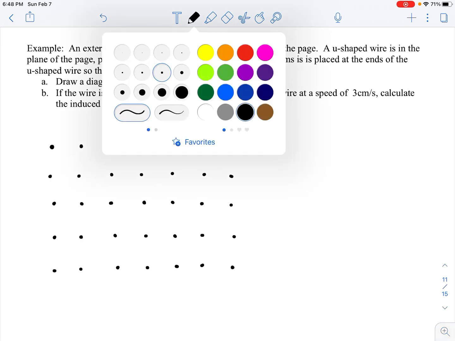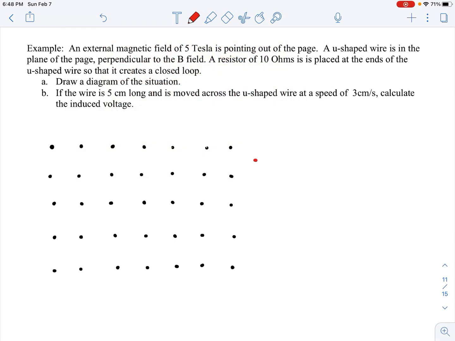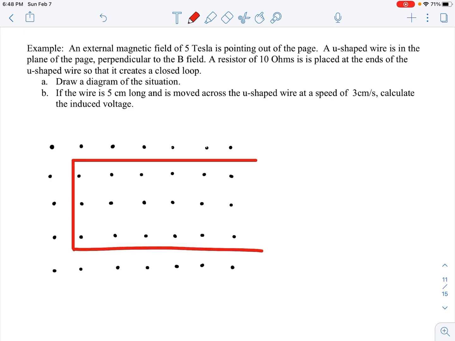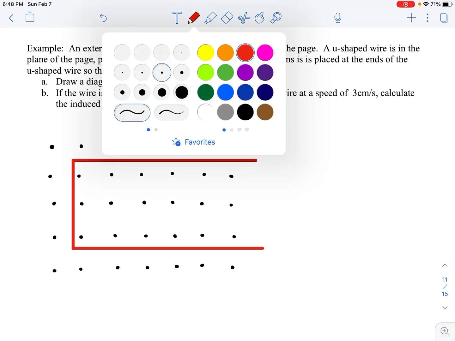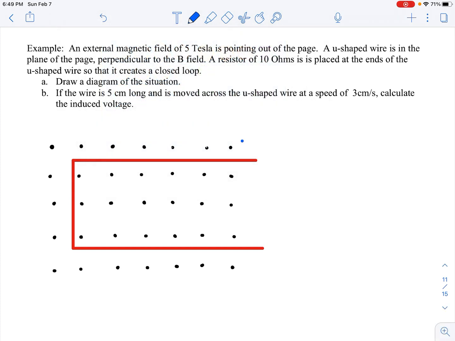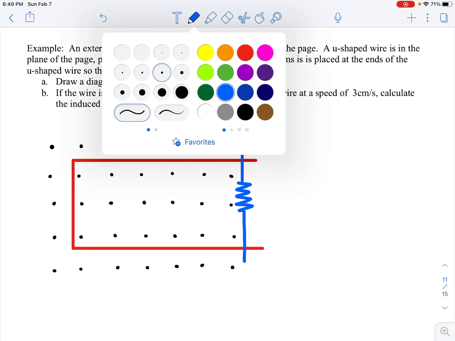Let's see, and then we've got a U-shaped wire in the plane of the page, like that. And then we've got a resistor, so that's going to look like this. And again, the idea is that I can drag this resistor back and forth to induce a current in that loop of wire. Okay, so let's see.